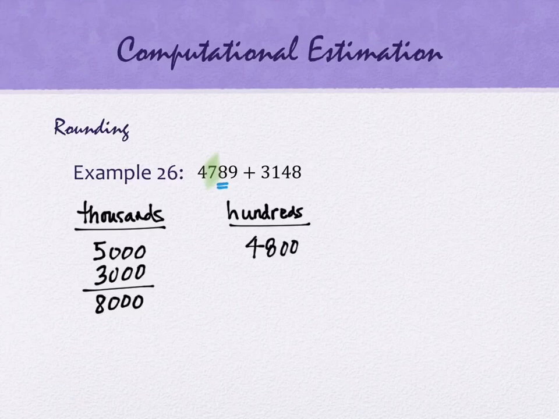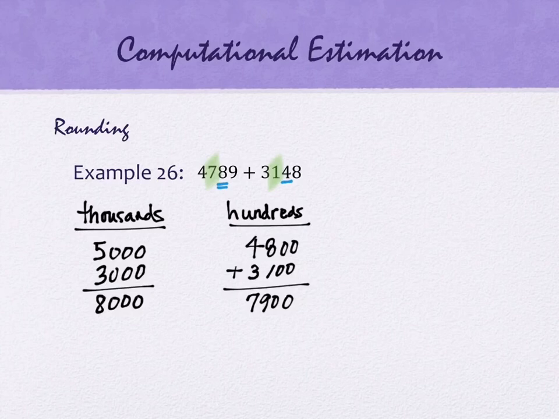And then on the second one, I have the 1, and the next digit is a 4. So will this stay 31 and then become 100, or will it go up to 3,200? 3,100. And then if I add, you'll see that I get 7,900. Obviously still fairly close to the 8,000 that I got with the thousands place rounding.